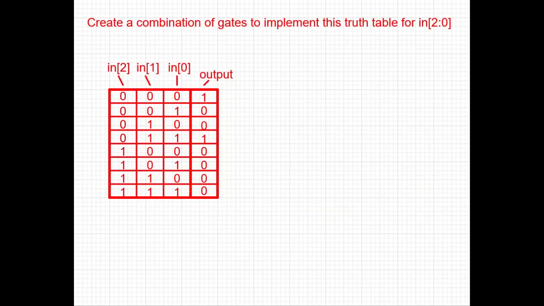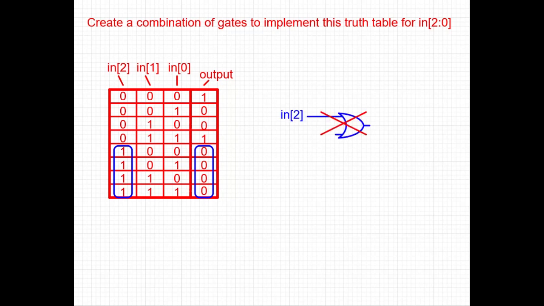For the next exercise, we're asked to do the reverse, to create gates that implement a provided truth table. There are any number of gate combinations that correctly implement this table, and we'll explore just one. As usual, we look for general patterns, and we notice that the output is 0 when in2 is 1. This sort of implies an OR gate.